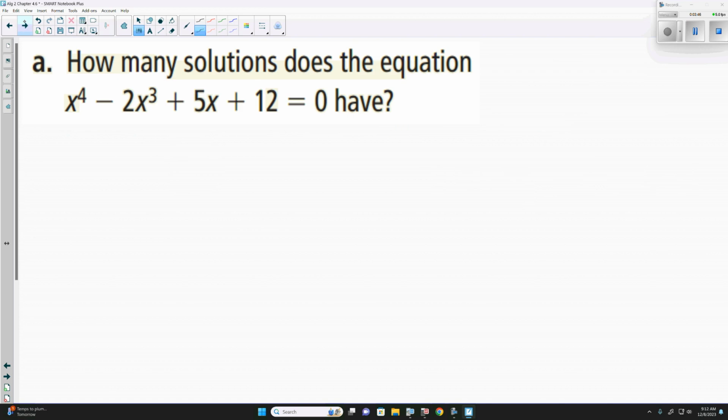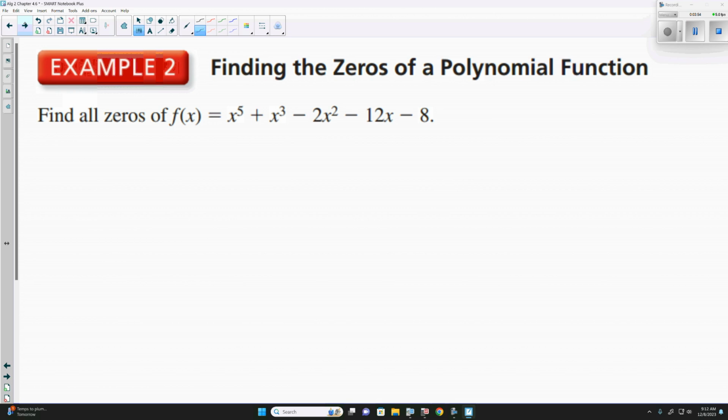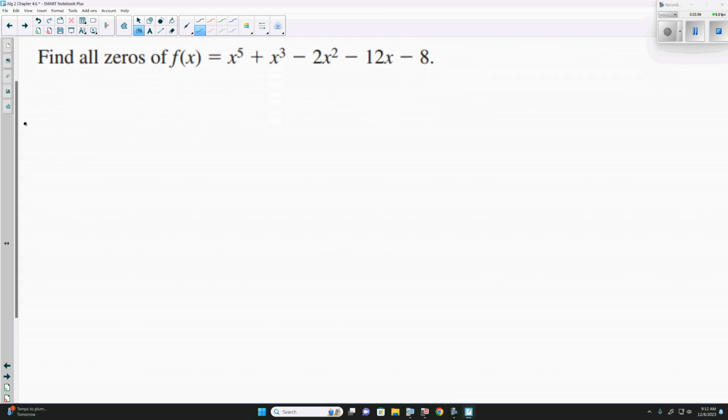How many solutions does this equation have? 4. How many zeros does this one have? 3. Yes. Now we need to find them. So the number of zeros that this one has is indeed 5.